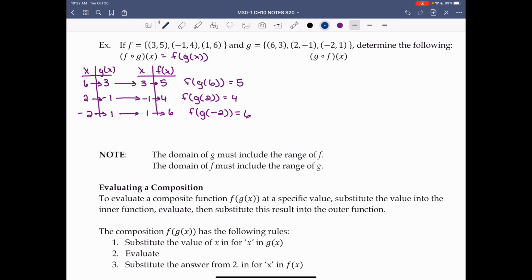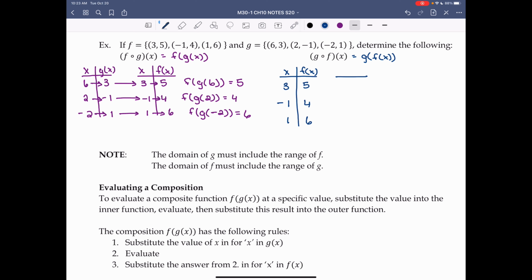Now g of f of x. We can write this as g bracket f of x. So we want to do the inside first, which in this case is f of x. Write a table of values for x and f of x. We have (3, 5), (-1, 4), and (1, 6).